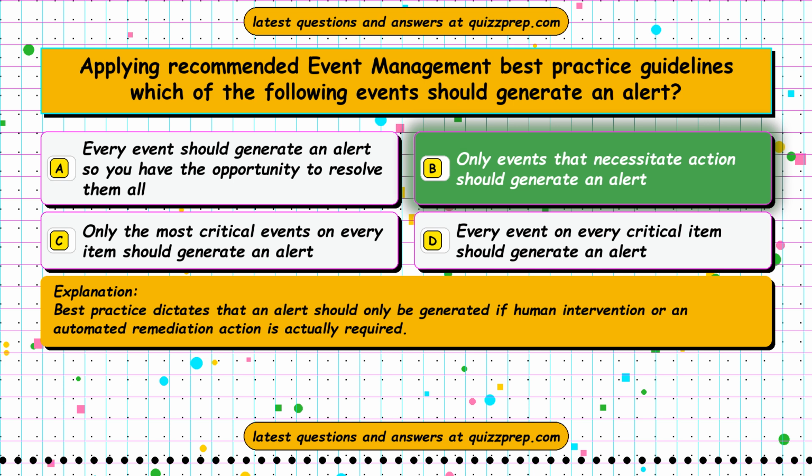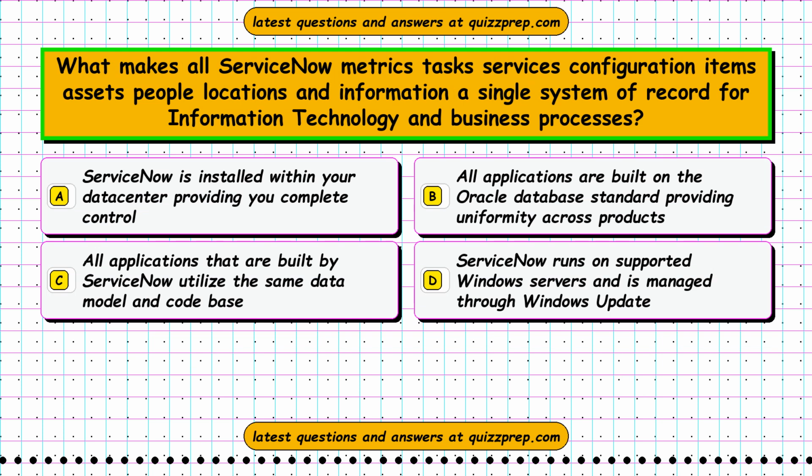Question 41. What makes all ServiceNow metrics, tasks, services, configuration items, assets, people, locations, and information a single system of record for information technology and business processes? Option A. ServiceNow is installed within your data center, providing you complete control. Option B. All applications are built on the Oracle database standard, providing uniformity across products. Option C. All applications that are built by ServiceNow utilize the same data model and code base. Option D. ServiceNow runs on supported Windows servers and is managed through Windows Update.